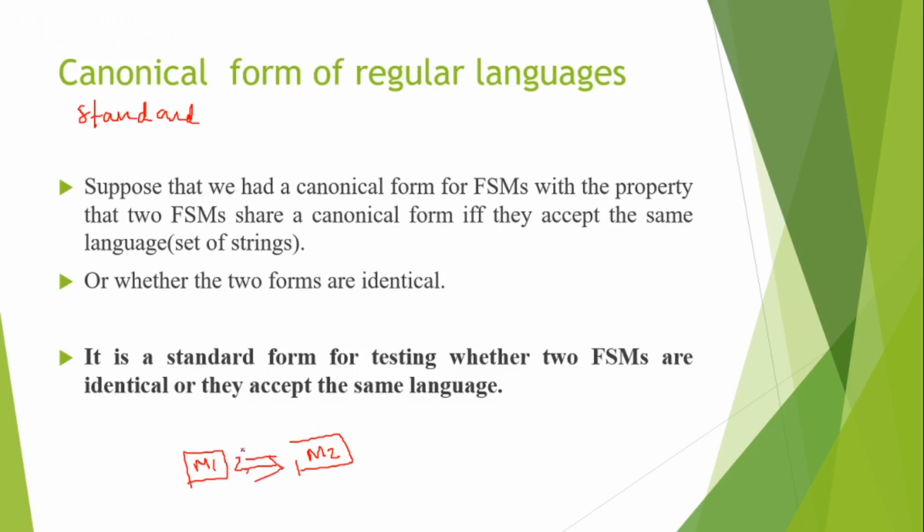How can I tell this? It's a standard form for testing whether two FSMs are identical, or whether they accept the same language. The strings accepted by M1 have to be accepted by M2 also, and what is rejected by M1 also has to be rejected by M2.